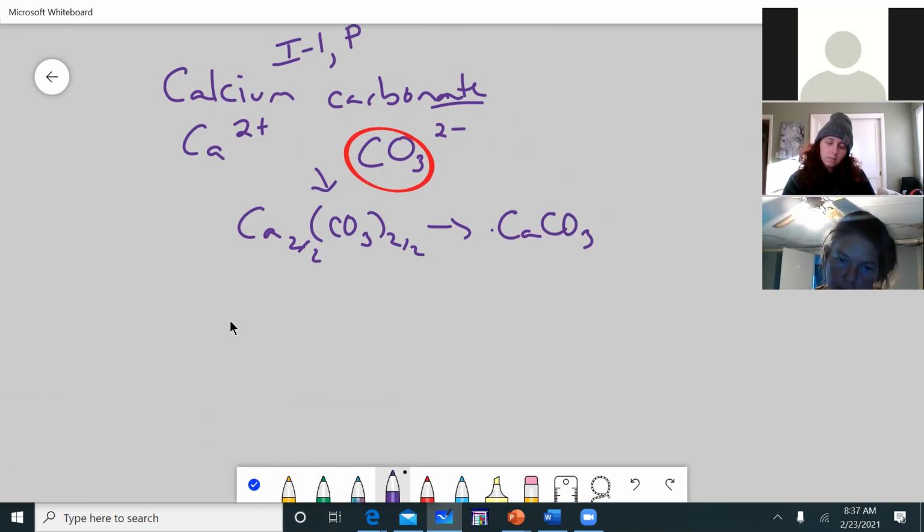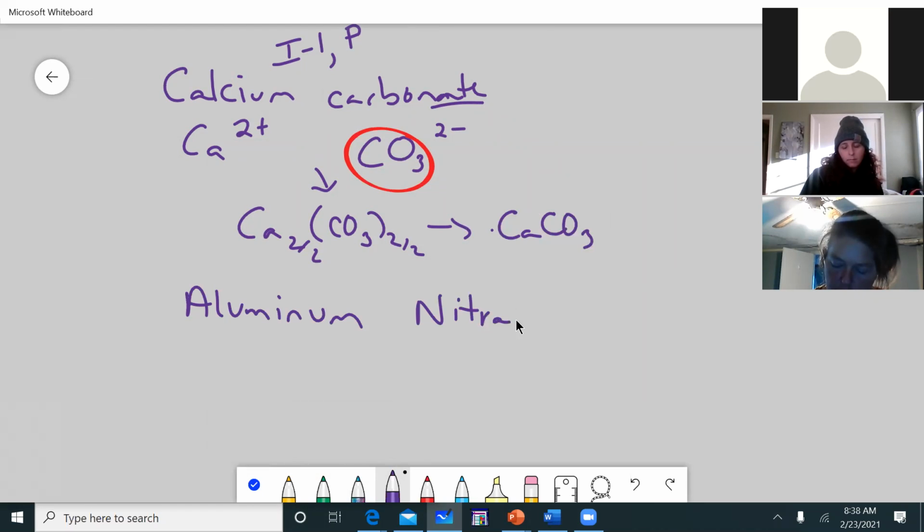I'm going to do another example. Let's say we combine aluminum and this thing called nitrate. Okay, this is ionic. It's type 1 predictable charge, and nitrate is a polyatomic ion. Again, when you start to see that ATE or ITE at the end, just reference a polyatomic ion sheet. So aluminum is Al with a 3+. Nitrate is NO3 with a minus charge.